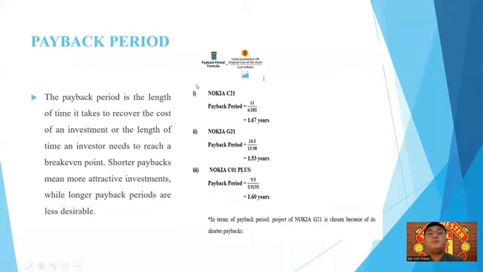So after this, we need to find the payback period. Payback period is the length of time it takes to recover the cost of an investment, or the length of time an investor needs to reach a break-even point. In conclusion, shorter paybacks mean a more attractive investment, while longer paybacks are less desirable. So we compare these three types of new model smartphones. We found that Nokia G21 has the shortest payback period.